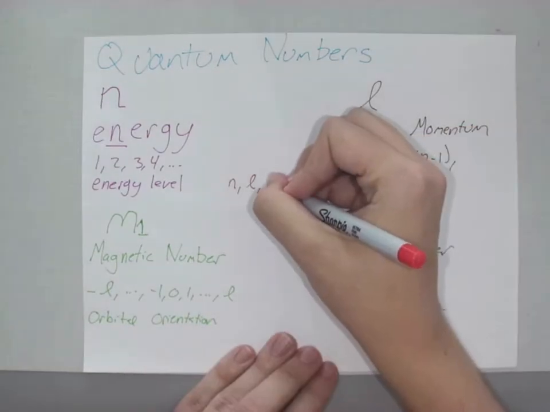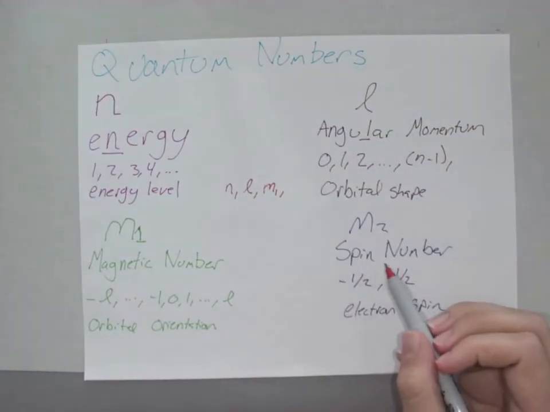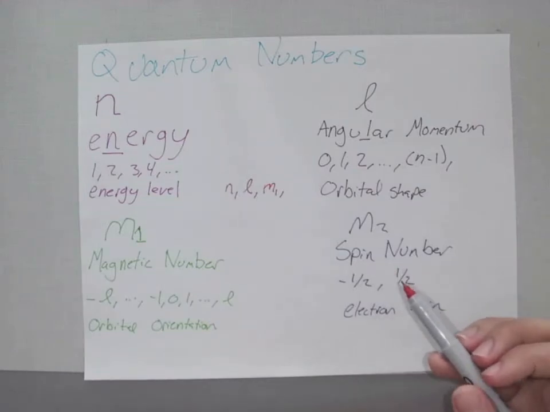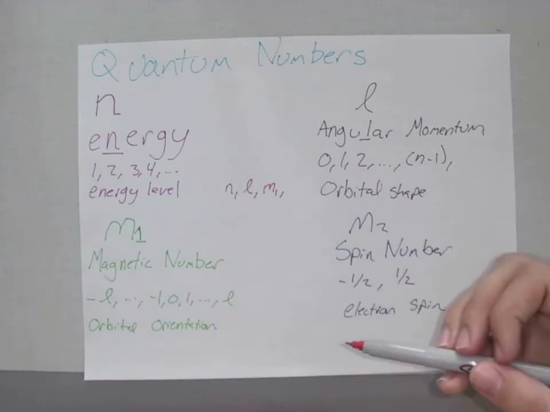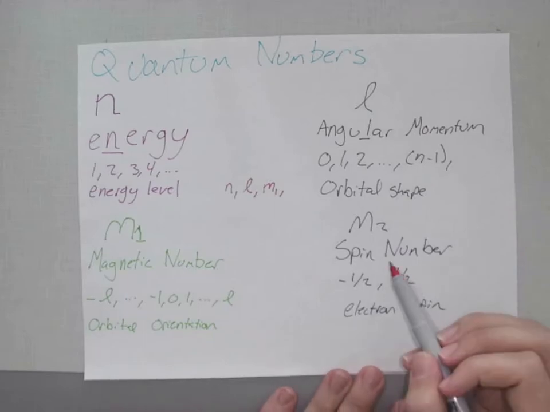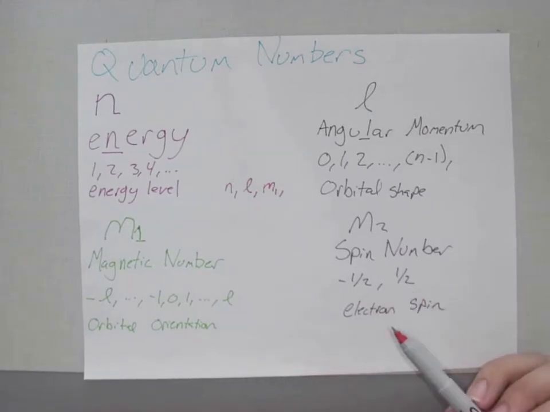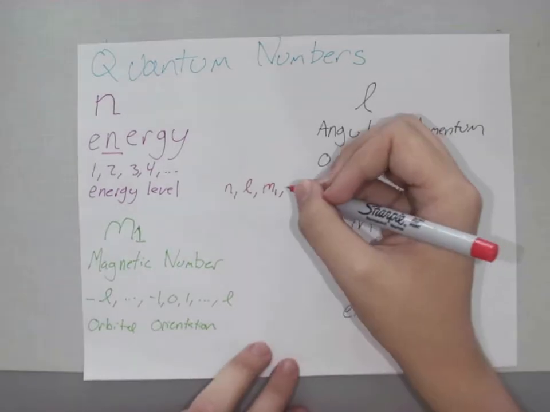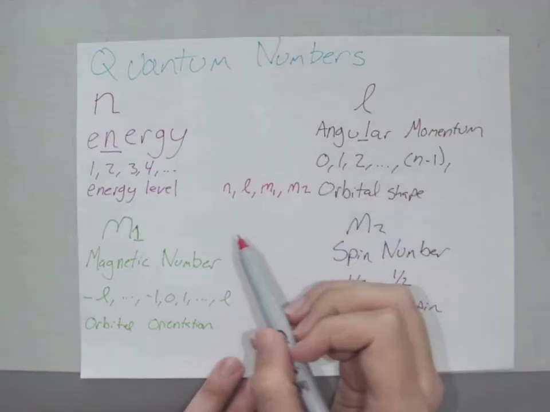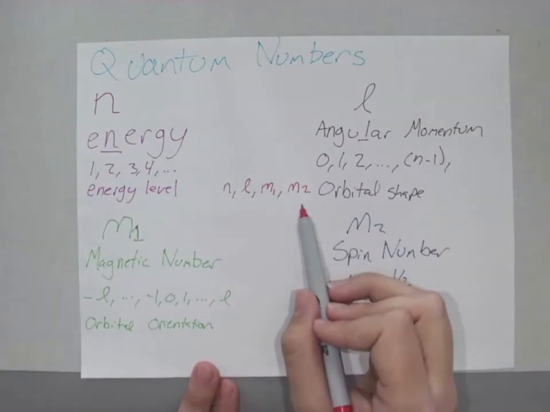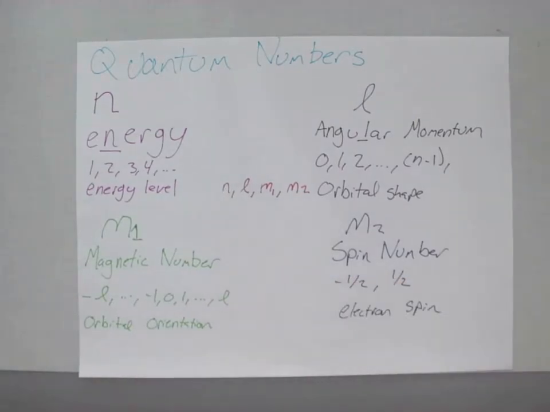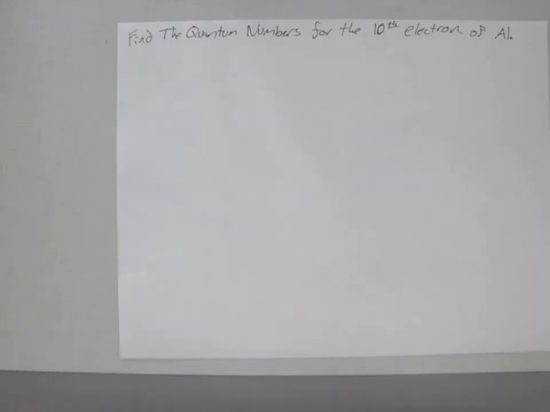And that comes after the L. Finally, we have our spin number. So remember how we said there can be 2 different electrons in each orbital? Those are designated by the spin number. It's always either negative 1/2 or positive 1/2, depending on which way the electron is spinning. That is our final number we give. If you can give N, L, M1, and M2, then you have completely said where you think you can find a specific electron. So let's do an example that has to do with finding those quantum numbers.